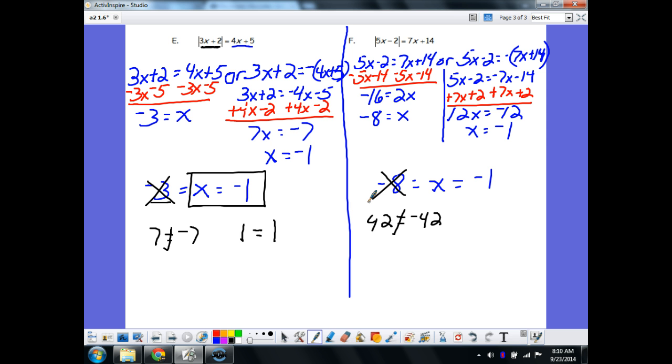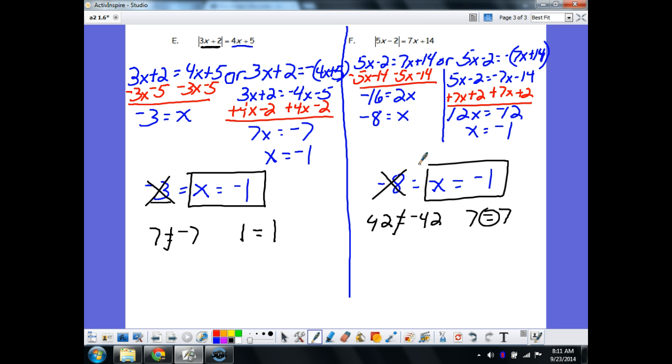Now, we didn't do anything wrong when solving this for x, but it still doesn't work in the original equation, so you have to check these. All right, then the second one, we'll check negative 1, substituting it in for x. 5 times negative 1 is negative 5, minus 2 is negative 7. Absolute value of negative 7 is 7. On the right side, 7 times negative 1 is negative 7, plus 14 is 7. These two are equal, so therefore negative 1 is our solution.